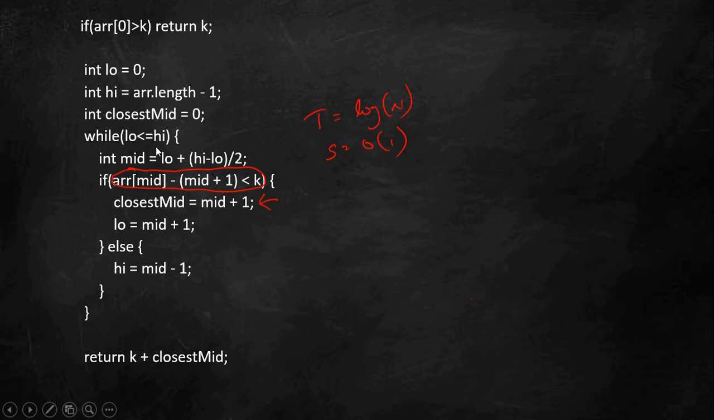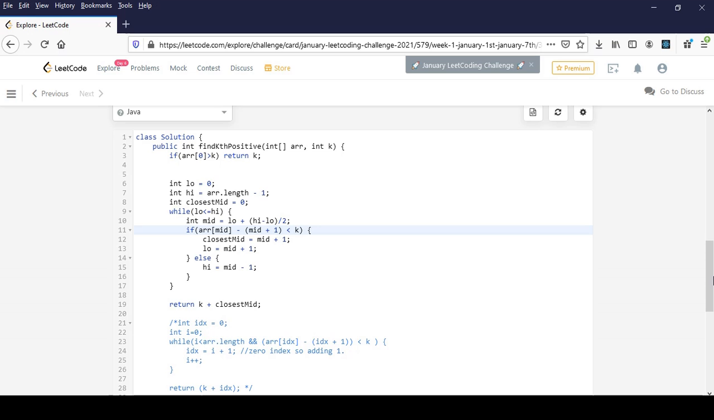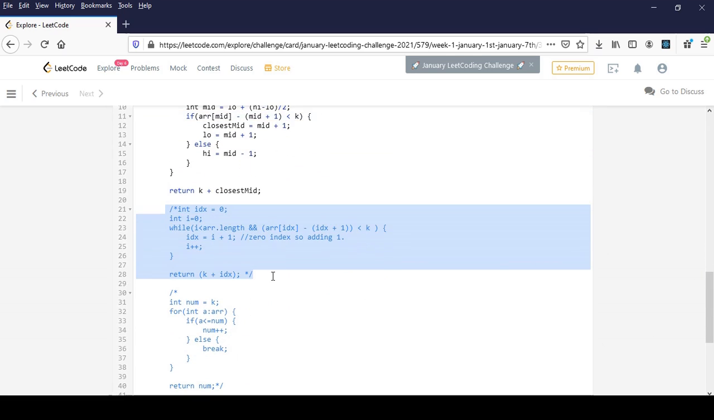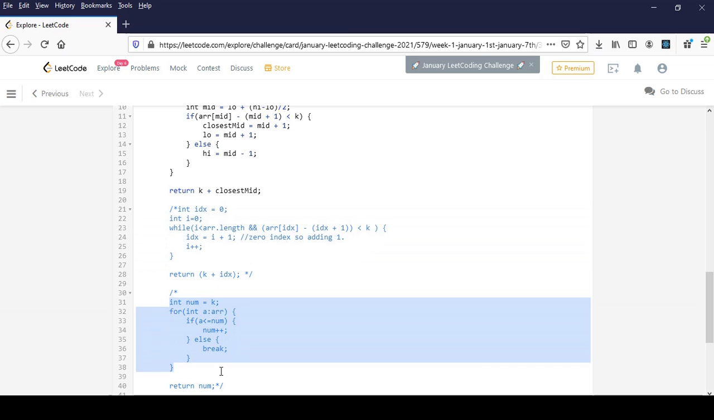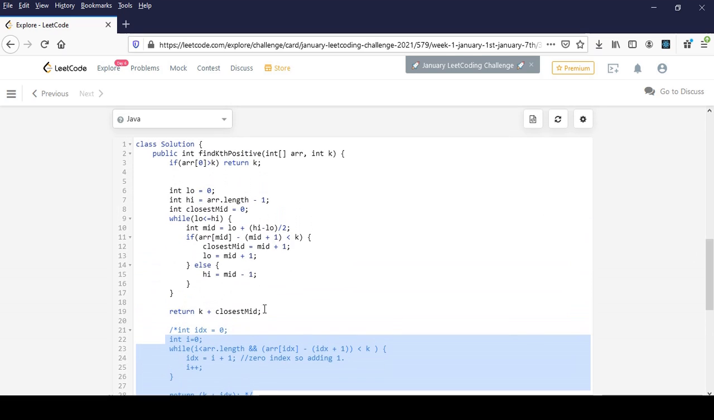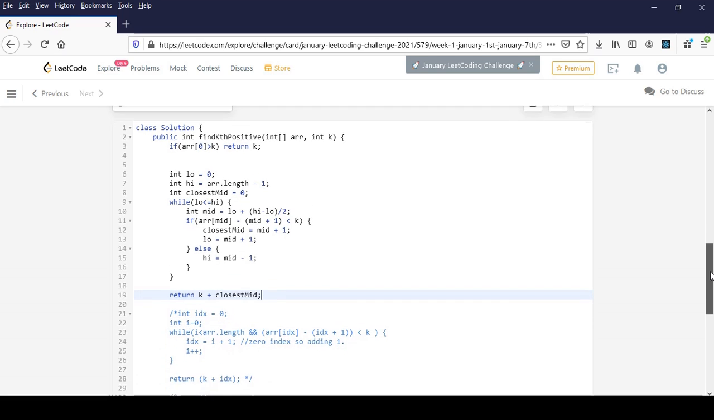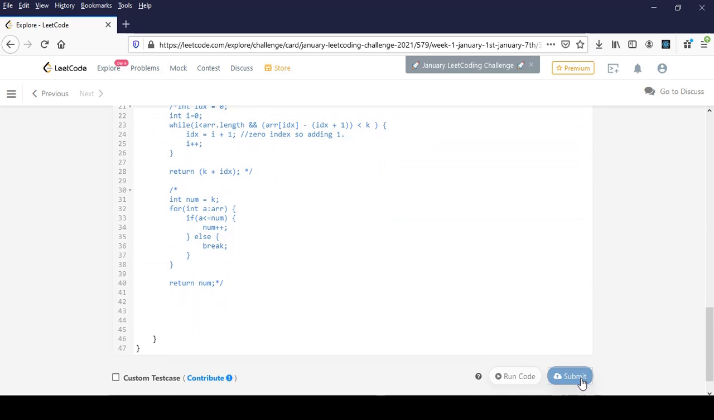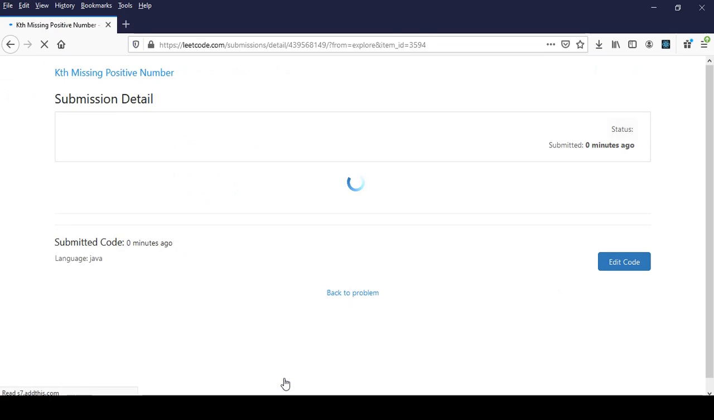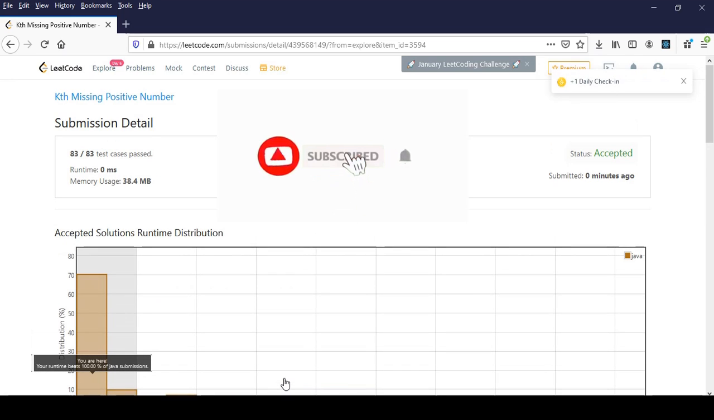Okay, let's try to run this algorithm on LeetCode. I have written the same algorithm here, and if you see, I have commented out the O of n algorithm. This is solution 1 that we discussed, and this is solution 2 that we discussed using the while loop. Both are O of n approaches, and this is the O of log n approach. Let's submit this. And the code is accepted. It takes 0 milliseconds and it's 100% faster.